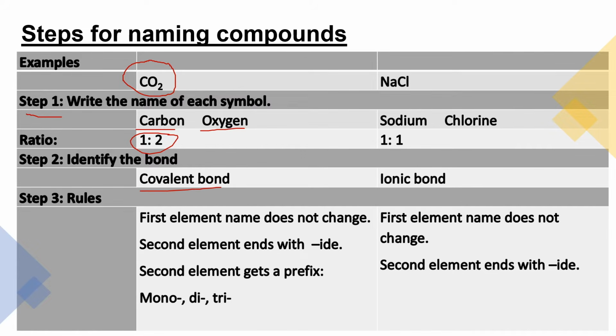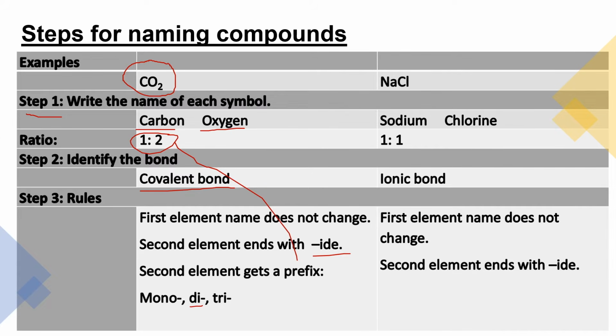Step 2 is to identify the bond. Carbon is a non-metal and oxygen is a non-metal, so it is a covalent bond. Step 3, the first element does not change. So the first bit of our compound will be carbon. The second element gets an "ide." And the second element gets a prefix because there are 2 oxygens present. So example 1 for CO2, the name will be carbon dioxide.